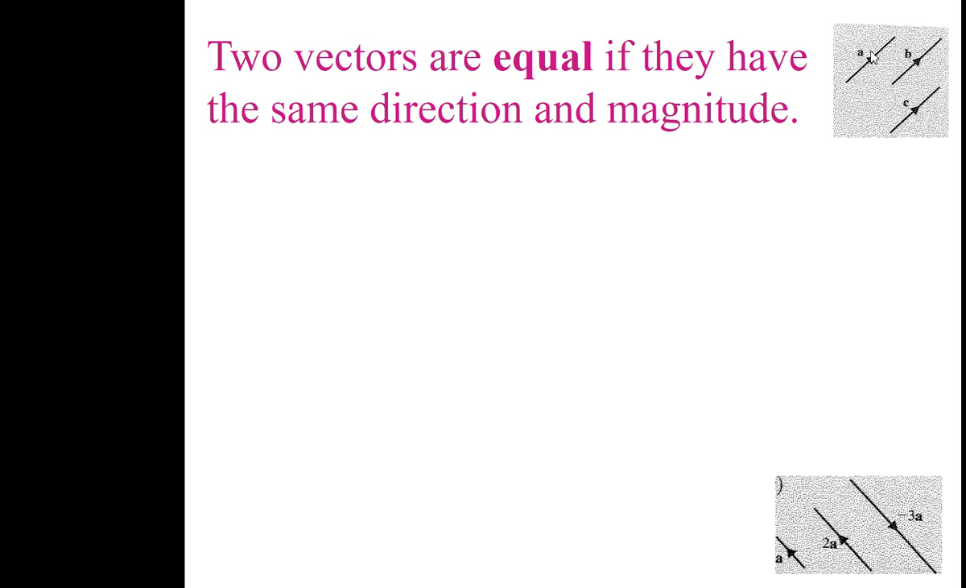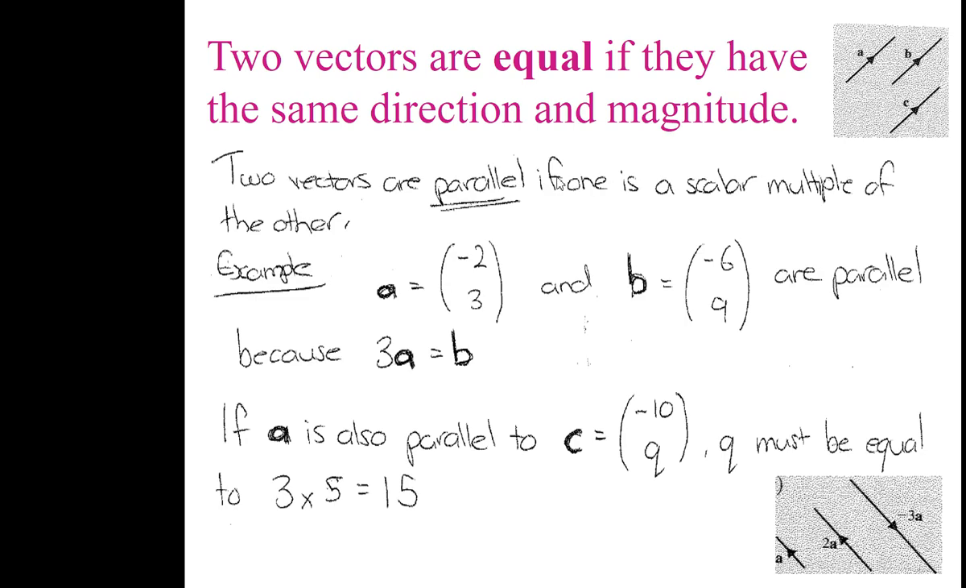And then direction, if one of them was facing the other way, it wouldn't be equal anymore. They have to be facing the exact same direction. So two vectors are parallel if one is a scalar multiple of the other. Two vectors are equal if they're the exact same length and they're facing the same direction, but they can be considered parallel. They could be different lengths. So if they're different lengths but facing the same direction, they are considered parallel, of course. You can prove that they're parallel by proving that one is a scalar multiple of the other.